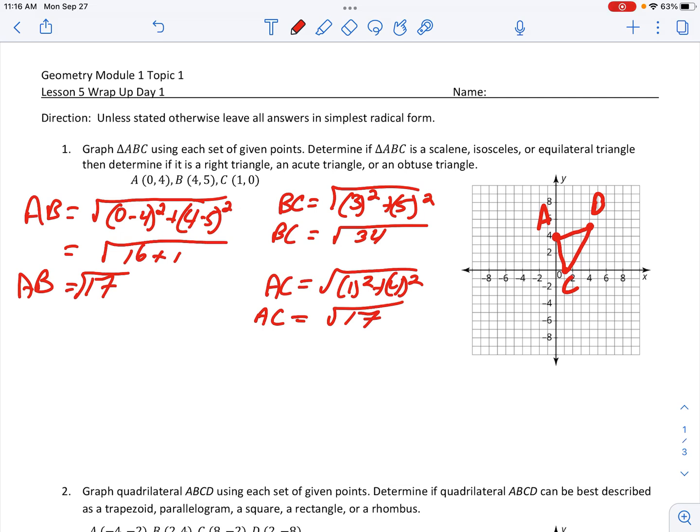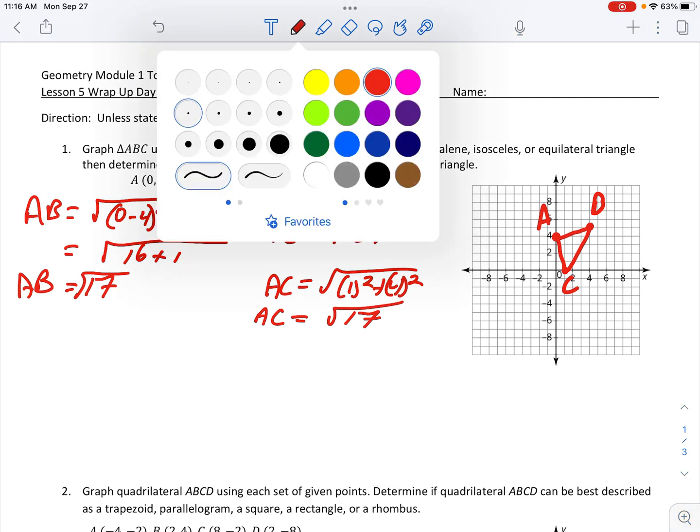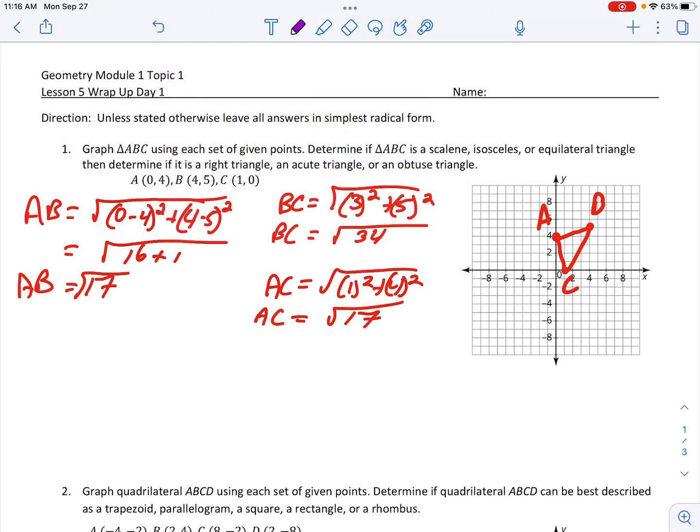And to determine that, we're going to see if the Pythagorean theorem works. If it works, it's a right triangle. If it doesn't work, we're going to see what that relationship is with c squared compared to a squared plus b squared. So right now we get an isosceles. And we're going to take the longest side, c squared, and see how it compares to a squared plus b squared.